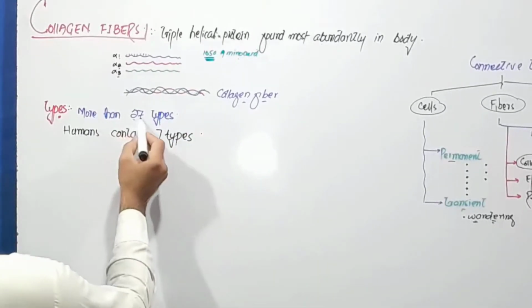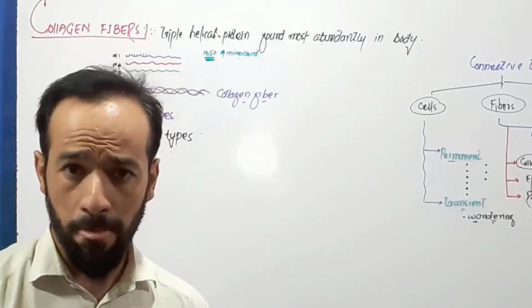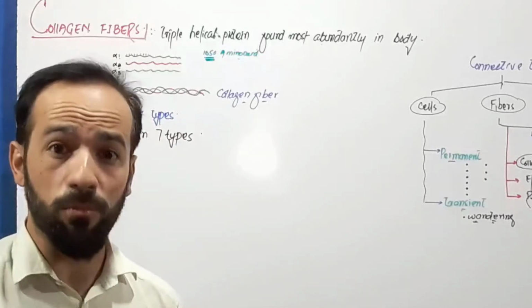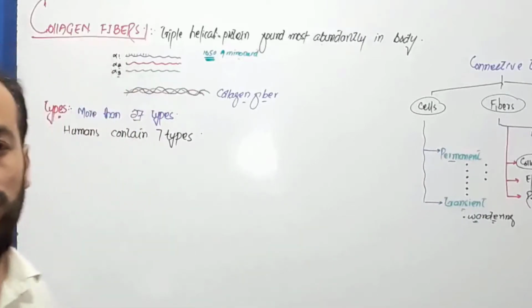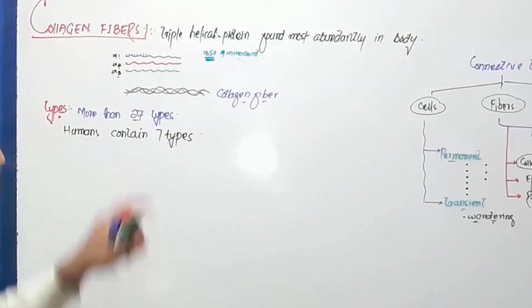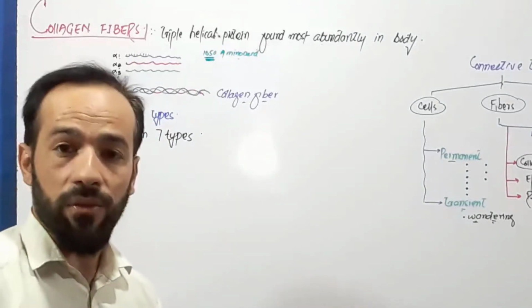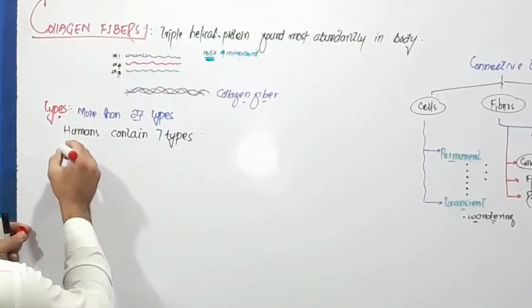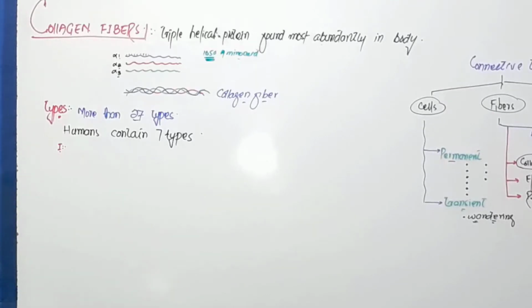The other 20 types of collagen fibers are present in higher animals. As you know, higher animals have more strength and more force and larger bodies than us, right? So those organisms contain other types of collagen fibers which provide strength to their body. So humans contain about 7 types of collagen fibers, right? Now I will write a little bit of detail on those 7 types.